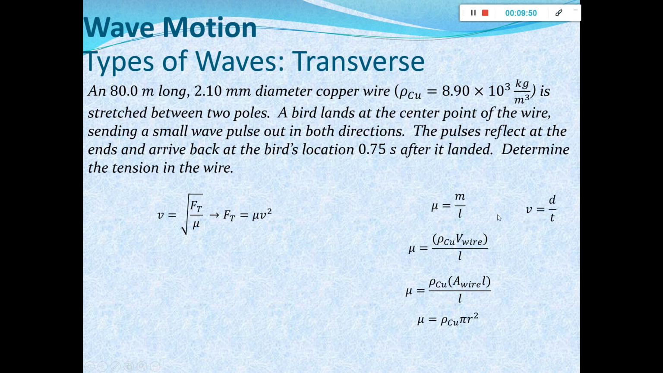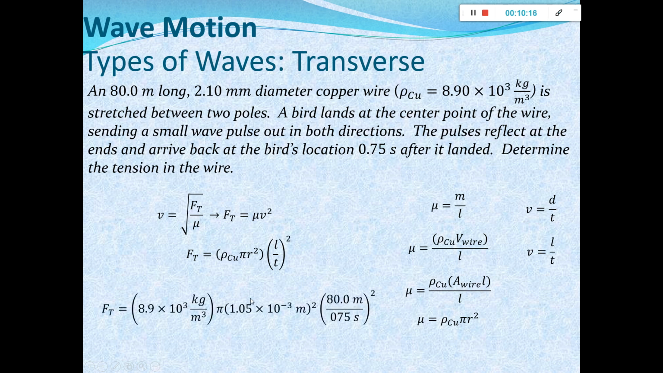And then for the velocity, like I said, we're just going to do the distance over the time. But the nice thing is that the distance is the full length of the string because it goes there and back, so from the middle to one end and then back to the middle, and the total distance is covered in this amount of time. So plugging these two back into here, I end up getting this as my equation for the tension, plugging my numbers in, and I get that the tension in the wire is 353 newtons. All right.